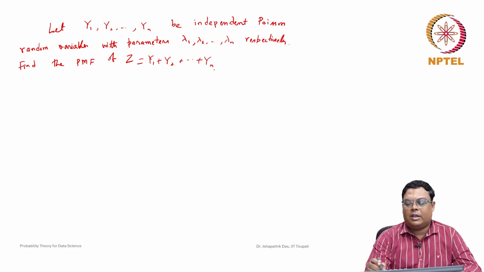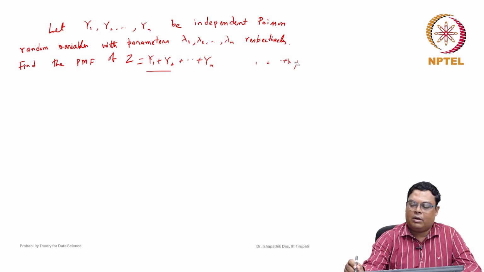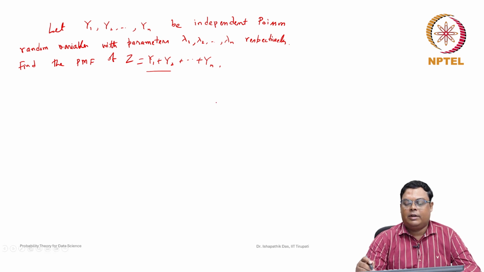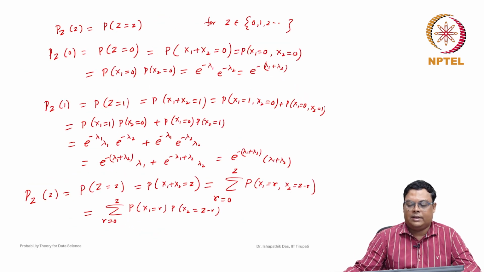We can find it with the previous approach, but we did only Y1 plus Y2, and we can do it for Y1 plus Y2 plus up to Yn. It will be true that this is a Poisson random variable by adding the parameters, but showing it will be very complicated. So we need some other technique, some simplified approach by which we can find the distribution easily instead of going through all these details.